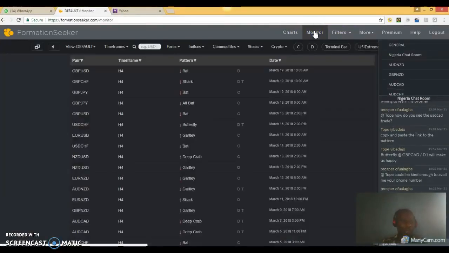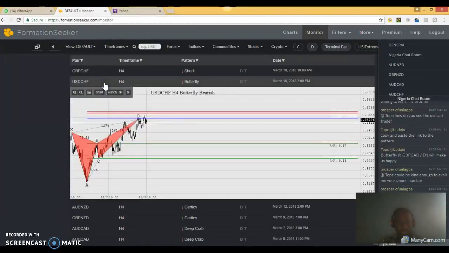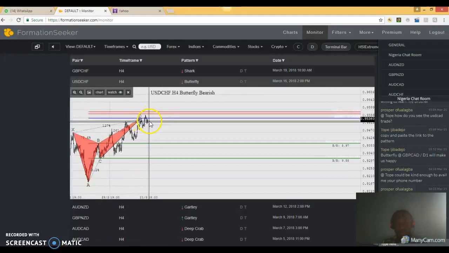Moving further, after AUD NZD, the next we have is USD Chef. Where is this? USD Chef. This is still on currently. It's still a trade on Formation Seeker. You can see it's just falling. It went up and then it's coming down.